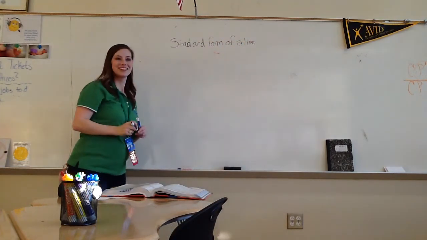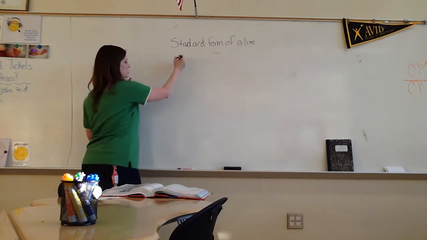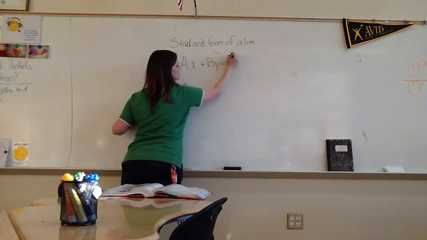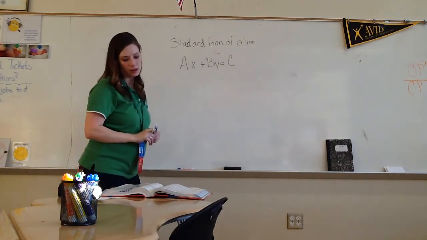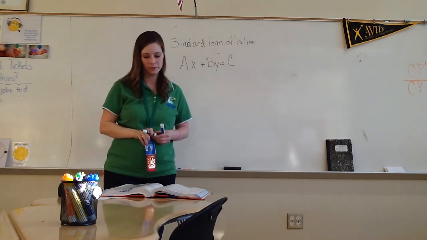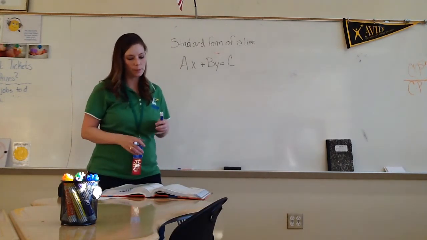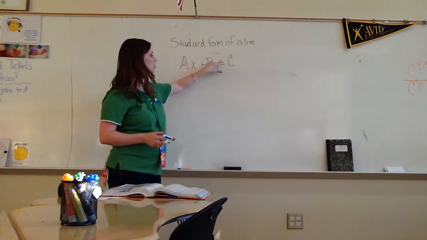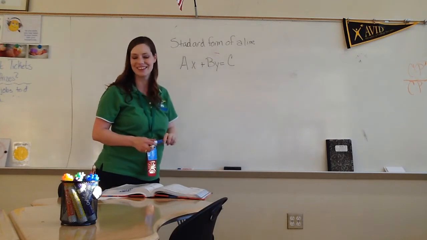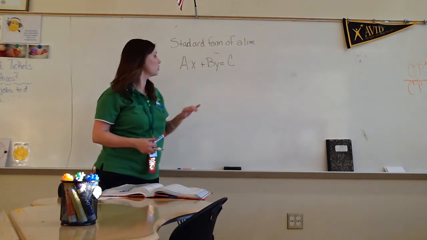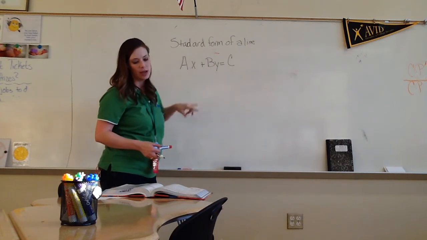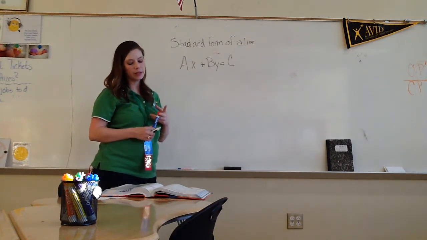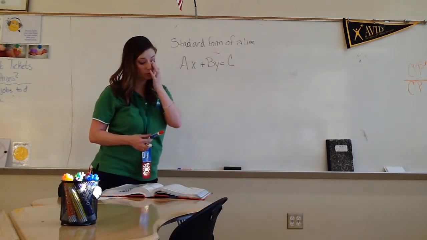Okay? Standard form of a line looks like this. It's AX plus BY equals C. That is your standard form of a line. And whenever you have it in standard form, x and y both have exponents of 1, so there's no exponents, there's no squared, there's no cubes or anything like that. X and y are not multiplied together, okay? And x and y do not appear as denominators in a fraction, they're not exponents, and nor do they have any radical signs on them, okay?